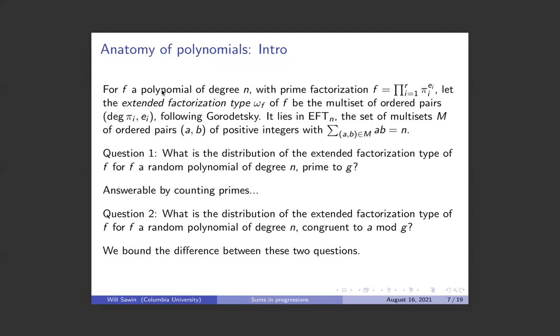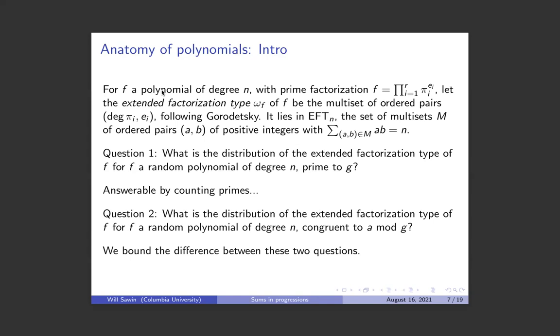Maybe as a warm-up, we should think about the extended factorization type of f for f an arbitrary, random polynomial of degree n. This is a question you can answer. You can describe this distribution using the prime number theorem, counting primes. Every polynomial is a product of prime factors. You count how many choices there are for each prime factor. That gives you a formula for how many choices there are of a polynomial with a given factorization. If you want your polynomial to be prime to g, all you have to do is subtract off the prime factors that are also prime divisors of g from this count. So this is a relatively straightforward question.